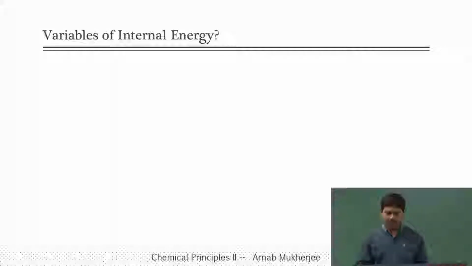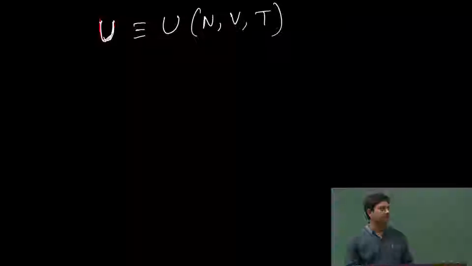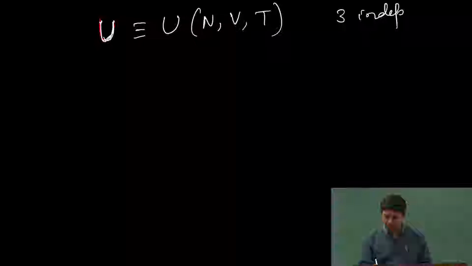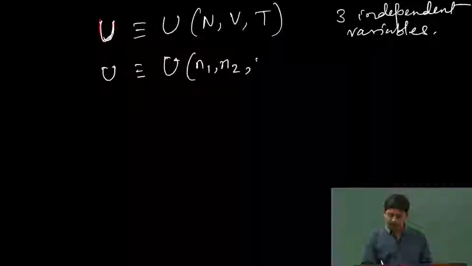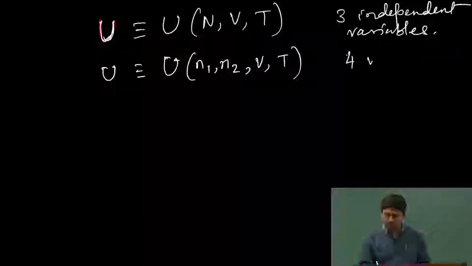So, what are the variables of internal energy? We say as a postulate that internal energy U is a function of n, V and T, 3 variables. For a one component system, it will depend on the number of moles, volume and temperature, so there are 3 independent variables. When it is a multi component mixture, let us say a 2 component system, then internal energy will depend on the chemical composition of the first component, the chemical composition of the second component, volume and temperature. So, in that case 4 variables.